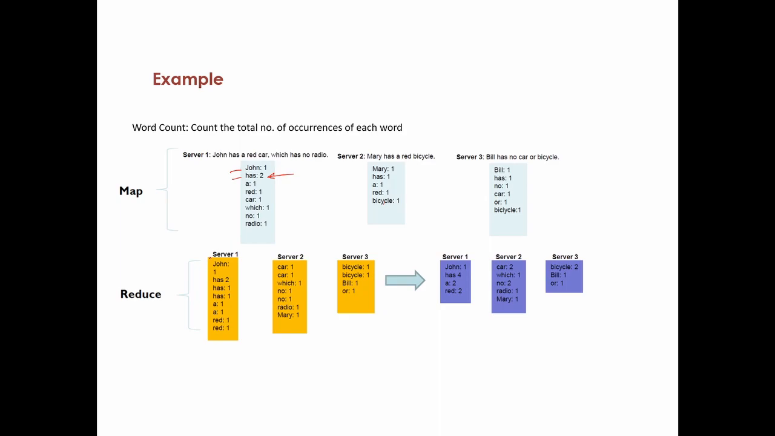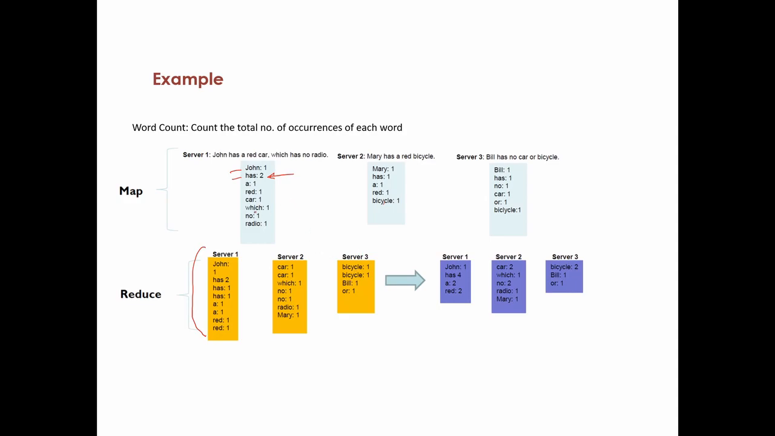Now the MapReduce system has decided that the keys John, has, and red will go to the reducer in server 1. Okay, so there are 3 reducers now. So these keys will go to the reducer in server 1. Car, which, no, radio and Mary will go to server 2.